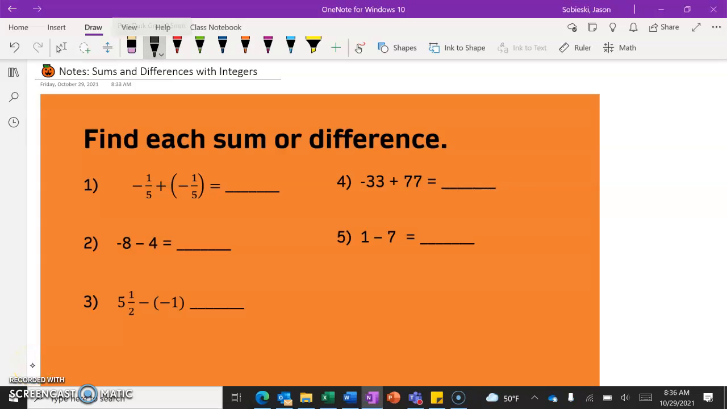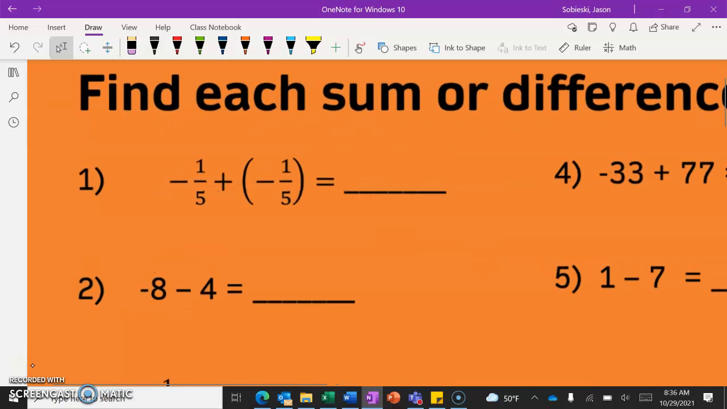Hey everybody, in this video we're going to start off by looking at a few sums and differences, just like we were talking about yesterday, 2 with fractions and then 3 with just integers. So if we look at negative 1/5 plus negative 1/5, first of all they're fractions, we have common denominators, so we are good to go.